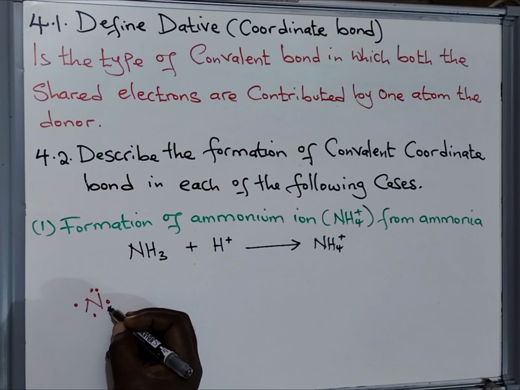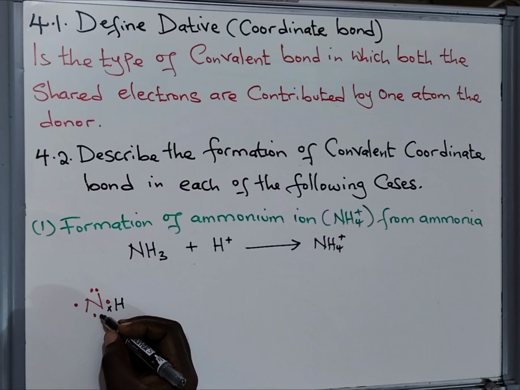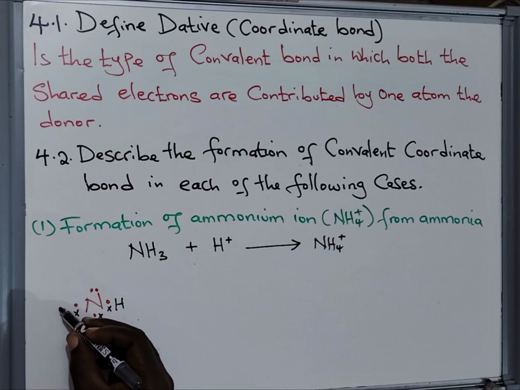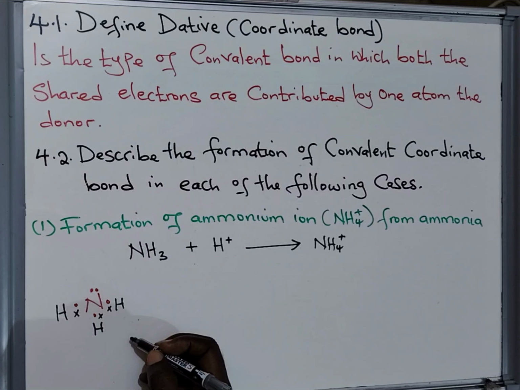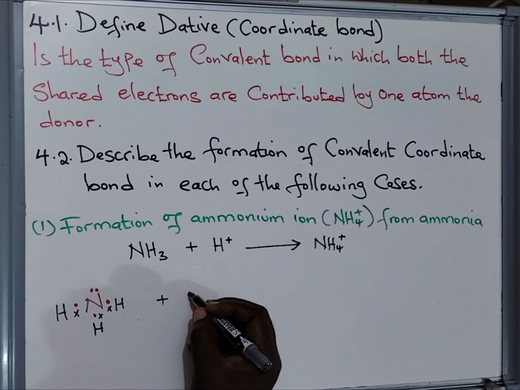So, hydrogen comes there, bringing its electron. Another one comes here, bringing its electron. Another one comes here, bringing its electron. So, what you have here is the ammonia. And now ammonia is bonding with hydrogen ion.